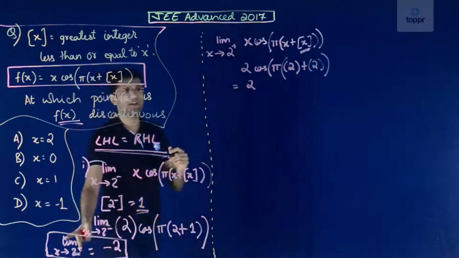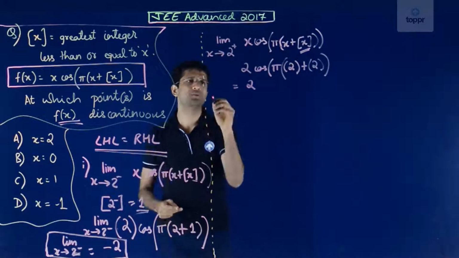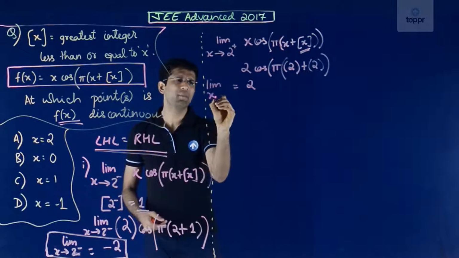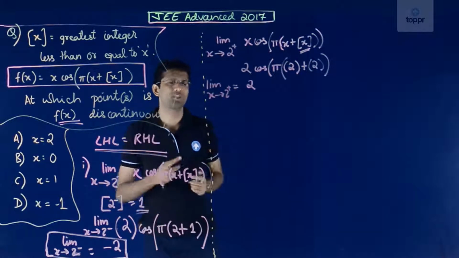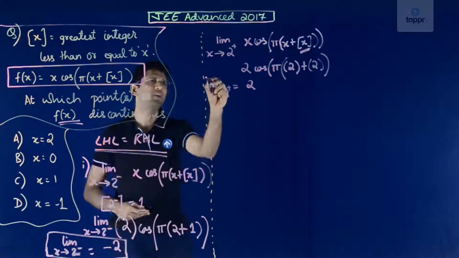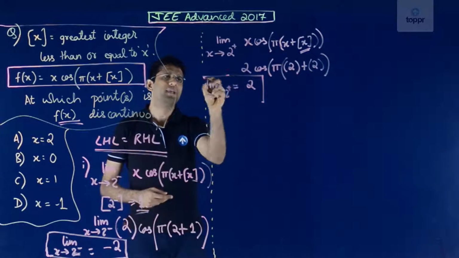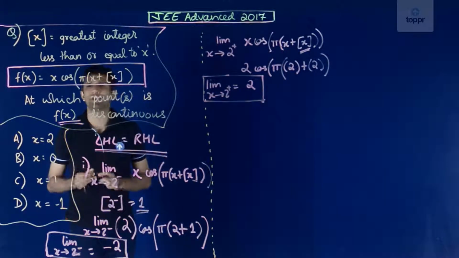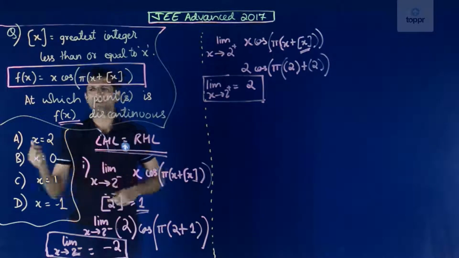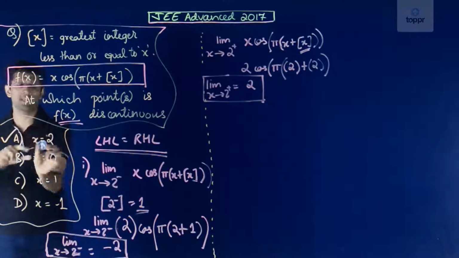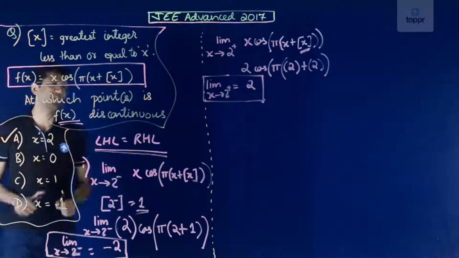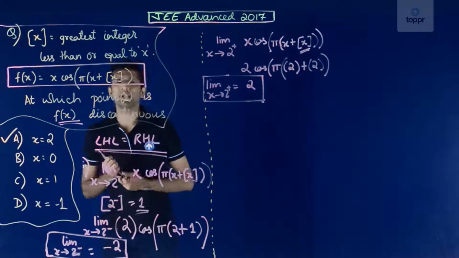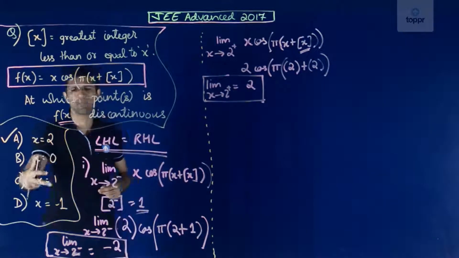So we first obtained that the left-handed limit was equal to minus 2, and we have now obtained that the right-handed limit of the function is equal to plus 2. And clearly minus 2 and plus 2 are different, and so we say that at this given point x equal to 2, the function is discontinuous. So we will now check this option, because at this point definitely f(x) is discontinuous, because the left-handed and right-handed limits are unequal. Now we will continue this procedure and check for the remaining points.